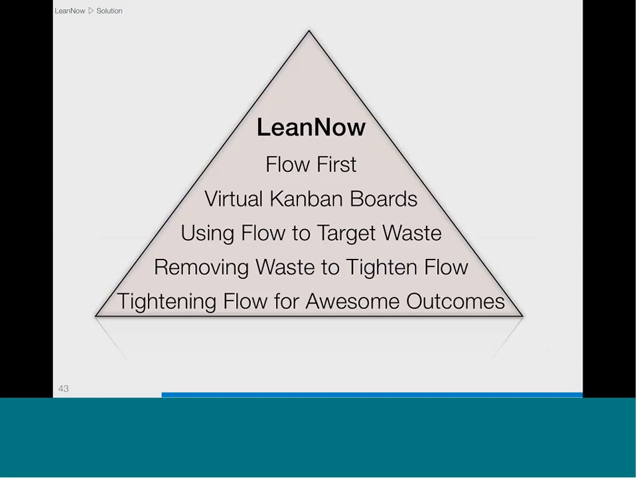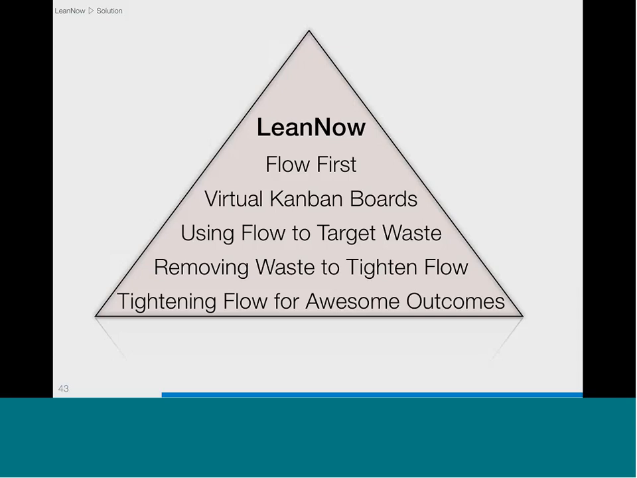We do this by doing flow first, by creating virtual Kanban boards as a way to track the flow without actually having to change the workplace itself and do all of the upfront waste reduction we'd have to do to create physical flow. We use the flow to target waste, then remove the waste and tighten the flow, for awesome outcomes both for customers and for our own bottom line, and to get to those outcomes quickly instead of having to wait, as in Ted's case, months or years in order to get a system that's actually producing those bottom line outcomes.